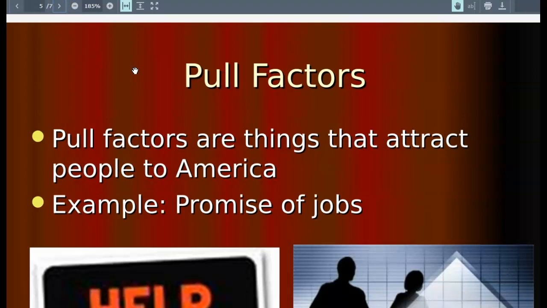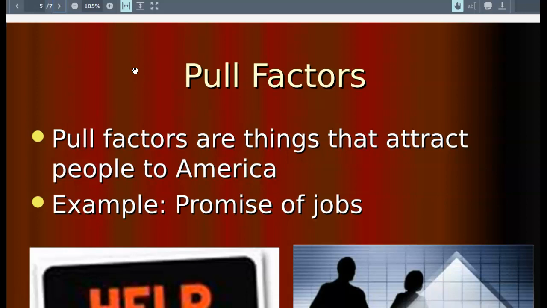Another term that is used for immigration is called a pull factor. A pull factor is the opposite of a push factor. A pull factor is something that makes people want to come to the United States, things that attract people to the United States.